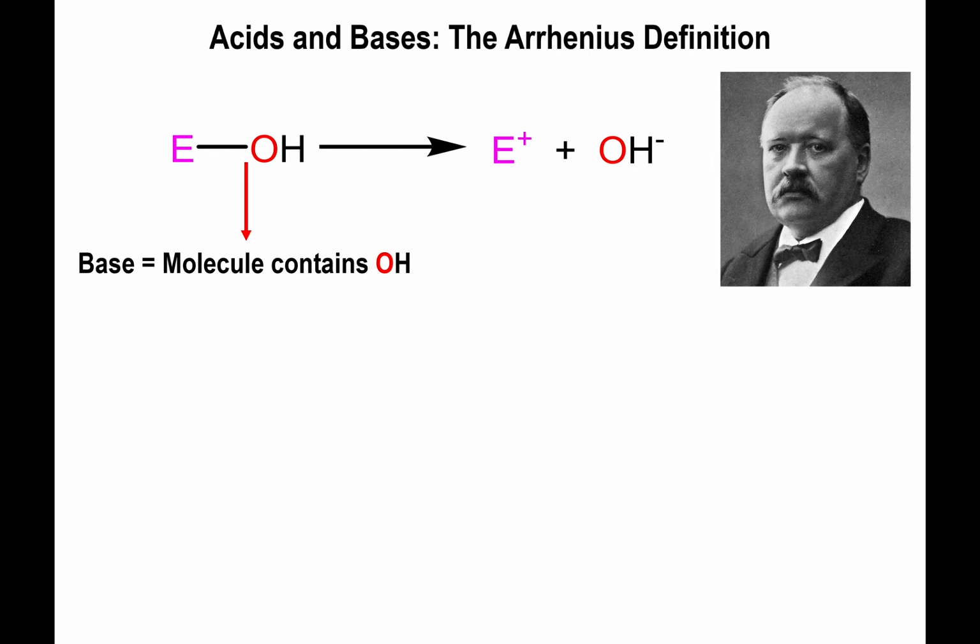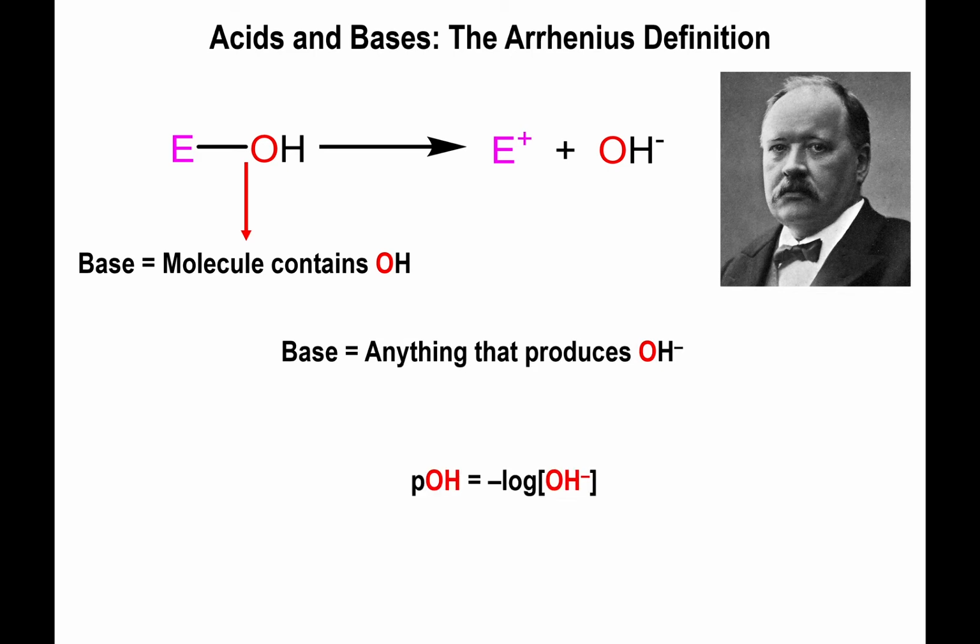Alright, Arrhenius also defines a base as a substance that contains a hydroxide. So if you have a metal hydroxide, then you are very likely a base. But it pretty much has to be a metal for this to work out. So for instance, if E was an H, that wouldn't qualify as being a base because water doesn't give off hydroxide, at least not to a great extent. Alright, so anything that produces hydroxide. And also, much like the pH, if you take the hydroxide concentration and apply the negative log to it, you get something known as the pOH.